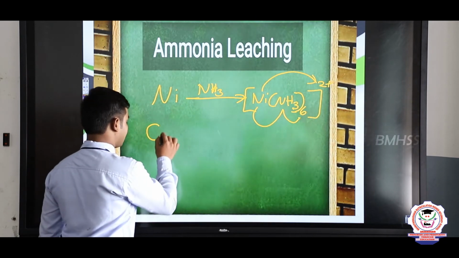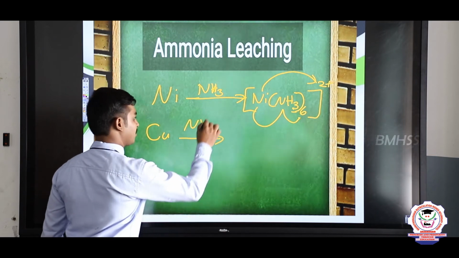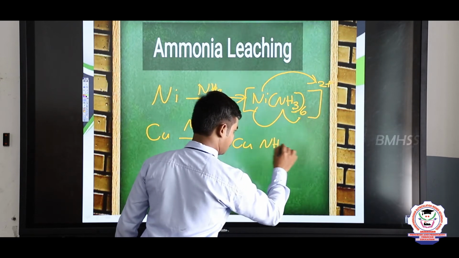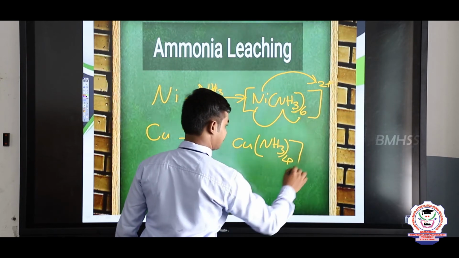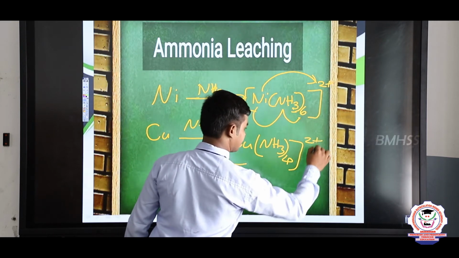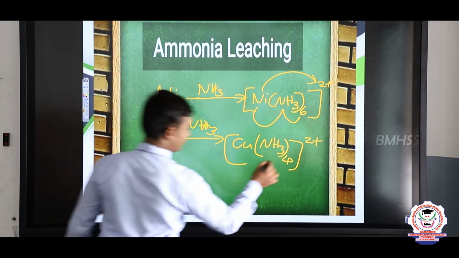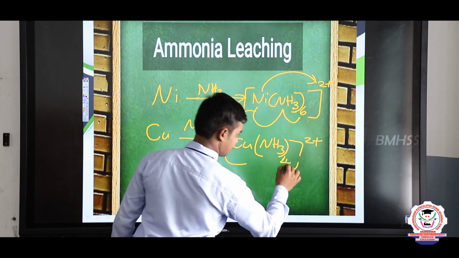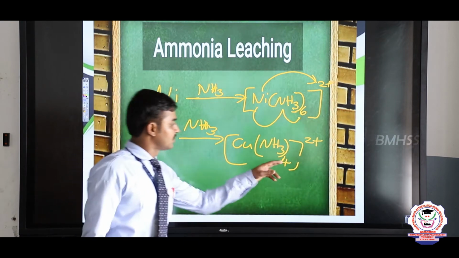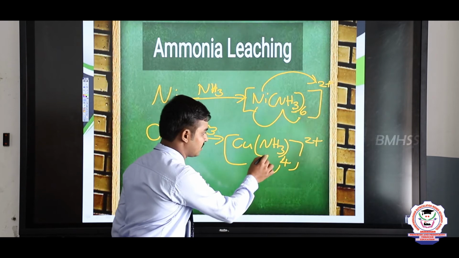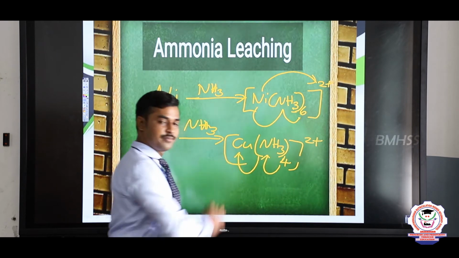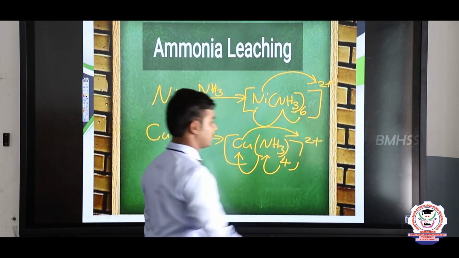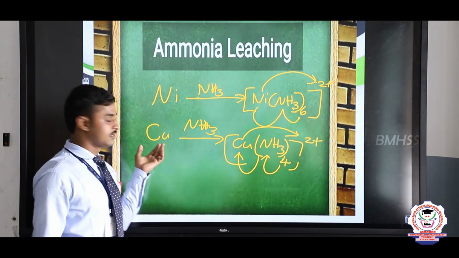And next copper. The copper reacts with ammonia to form tetraamine, same 2 plus. Tetraamine 2 plus. So this name is 4, tetra, NH3, amine. Copper can be pronounced with the end form ATE, so cuprate and 2 plus. So the tetraamine cuprate 2 plus complex is obtained in this reaction.